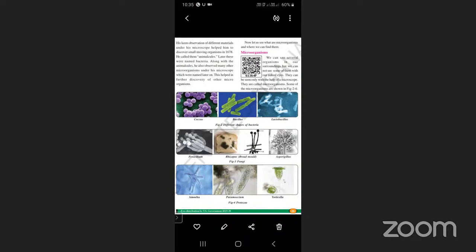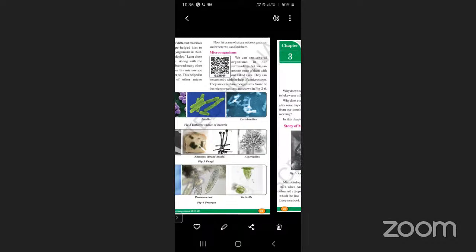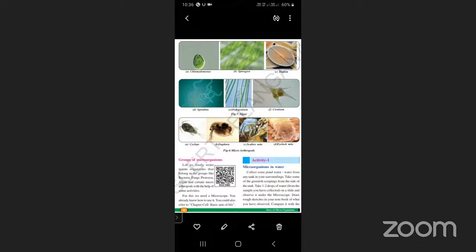Next, fungi: Coccus, Bacillus, Lactobacillus, Penicillium, Rhizopus, Aspergillus. Coming to the protozoa group: amoeba, paramecium, Vorticella. It is clearly given. To know about that, we have to do some activities. For this, we need a microscope. You already know how to use it. You could also refer to the chapter Cell, the Basic Unit of Life, if you recall that.